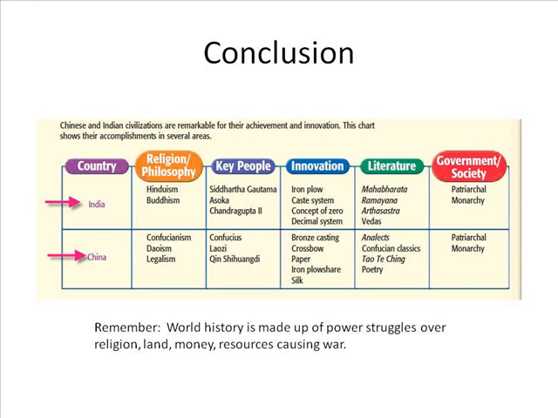Literature. You can read those, and the Vedas. And then down in China, we have the Analects, the Confucian classics, which were Tao Te Ching, and, of course, poetry. Government and society looks the same. As a woman, I always wonder, when are women taking over? Remember, world history is made up of power struggles over religion, land, money, resources, causing war. Why? Because one person wants what the other person has, and therefore they find a way to take it.